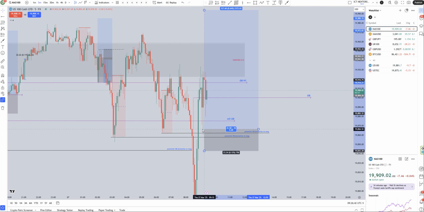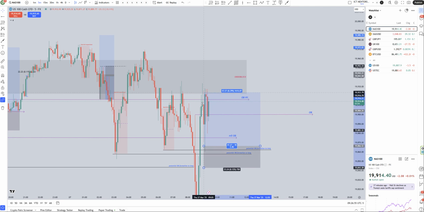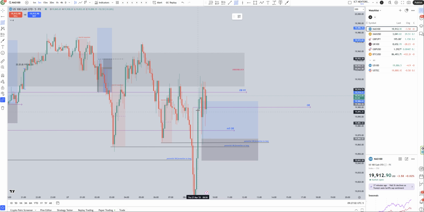So price comes back here, taps it. What don't you want to see to invalidate this? Of course, we don't want to close below this, but comes back, taps it. For this small one, done. For this bigger one, price comes back. By the time you are tapping this, you are buying 3. Or maybe you already bought here.